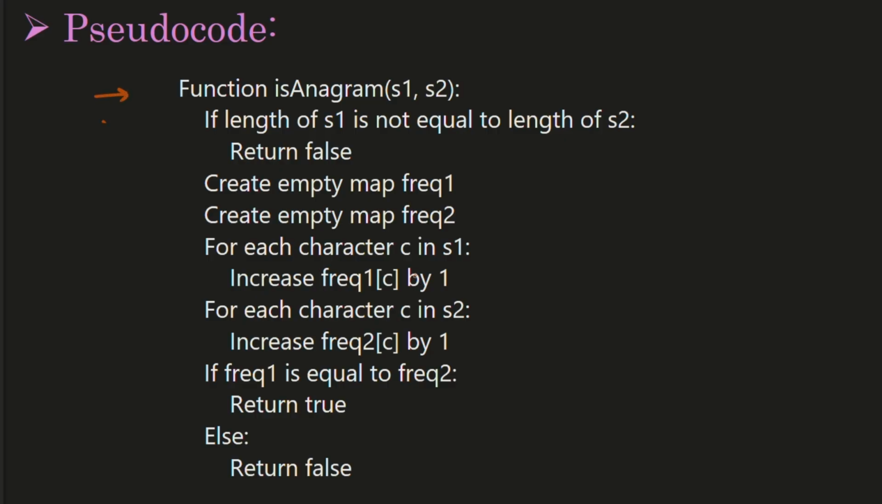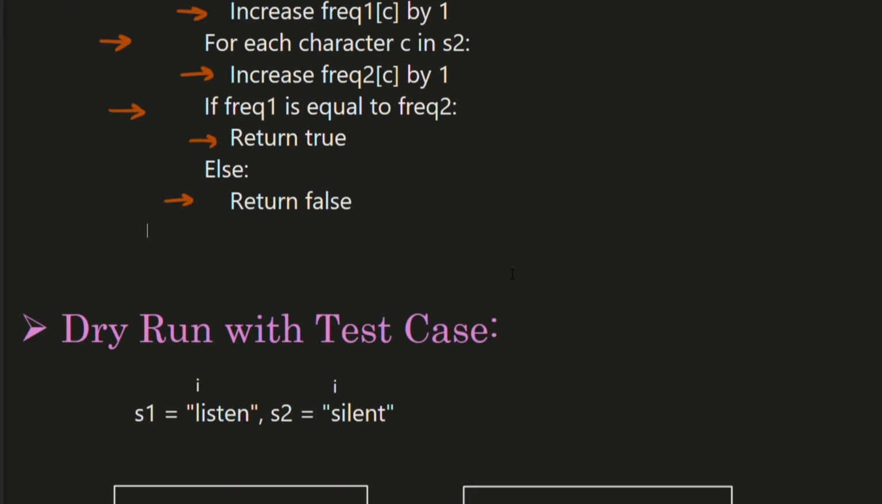If length of S1 is not equal to length of S2, return false. Create empty map frequency1. Create empty map frequency2. For each character C in S1, increase frequency1[C] by 1. For each character C in S2, increase frequency2[C] by 1. If frequency1 is equal to frequency2, return true. Else, return false.